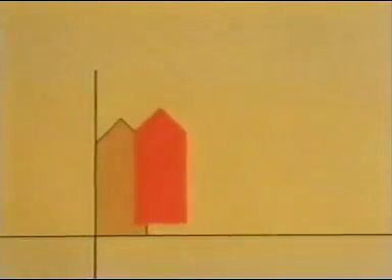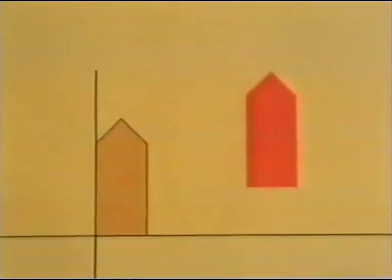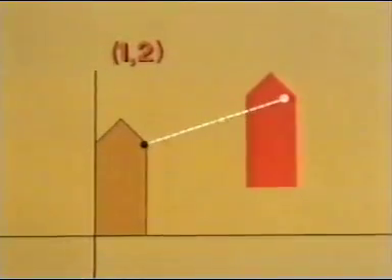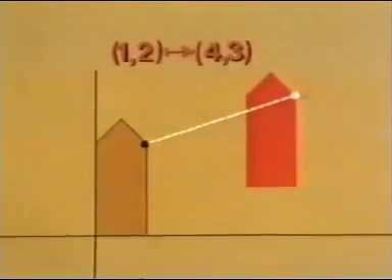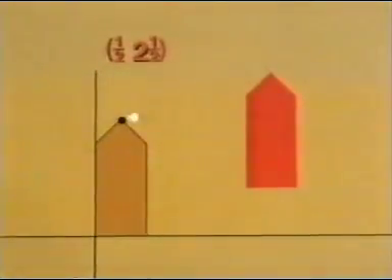This translation moves everything to the right by 3 units, and at the same time upwards by 1 unit. What happens to this point? Its coordinates are 1, 2. It moves across 3 and up 1. So its new coordinates are 4, 3. The same thing happens to other points. Along 3 and up 1.